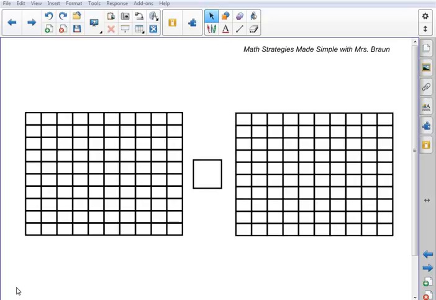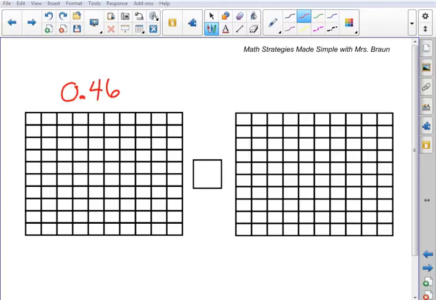Today we're going to be looking at a visual representation of how to compare two different decimal numbers. So for example, let's take a look at the number 46 hundredths and let's compare it to the number 37 hundredths. First of all, I'm going to look at this 46 hundredths and I'm going to represent the tenths in green and the hundredths in blue.